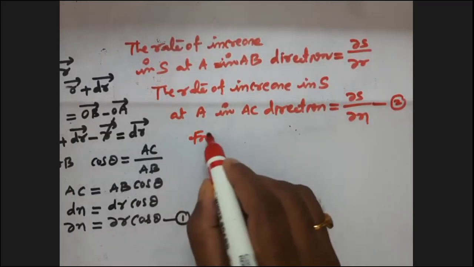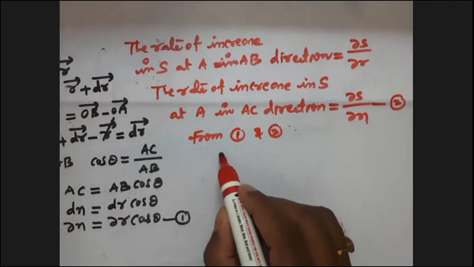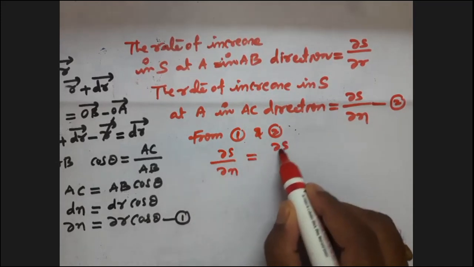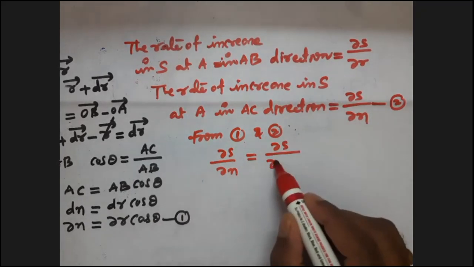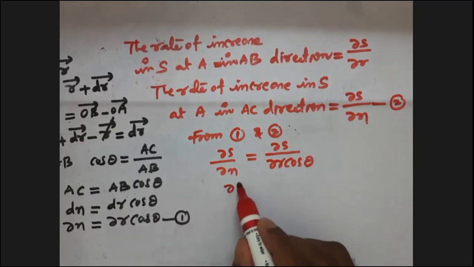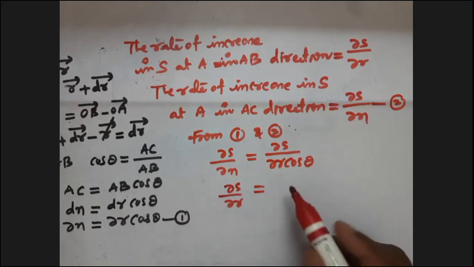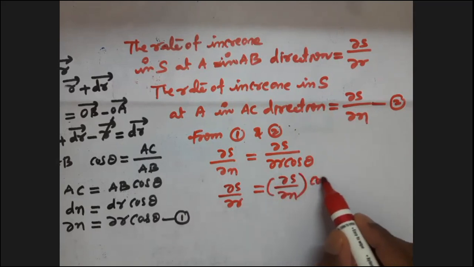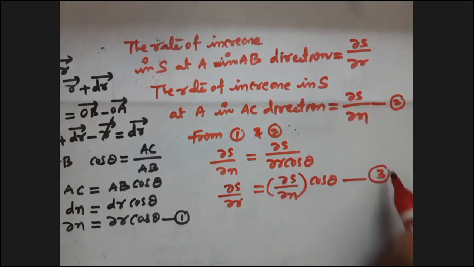So from equations 1 and 2, we can write, consider dou S by dou n, that equals dou S by, but dn equals from equation 1, dr cos theta, that is substituted here. From this, write dou S by dou r as the subject. Dou S by dou r equals dou S by dou n into cos theta. Say this is equation 3.